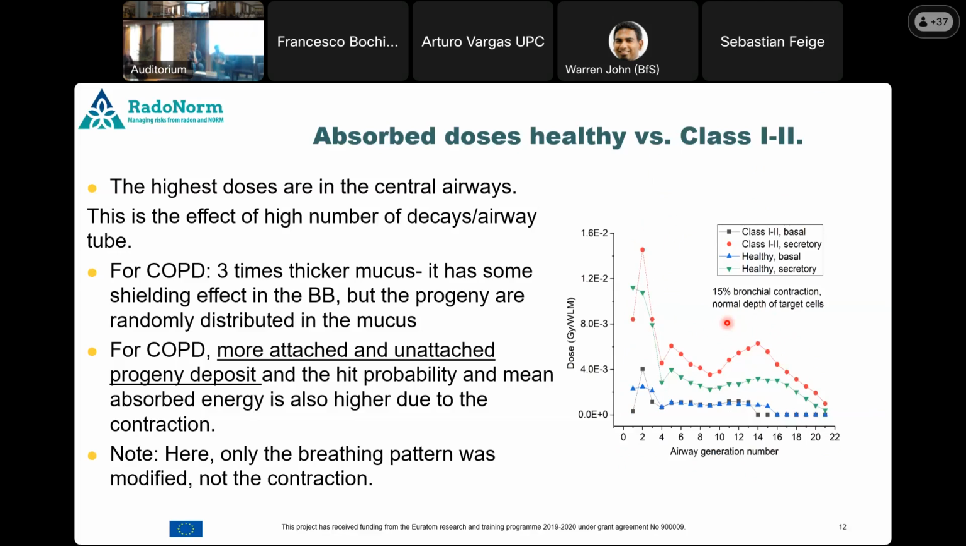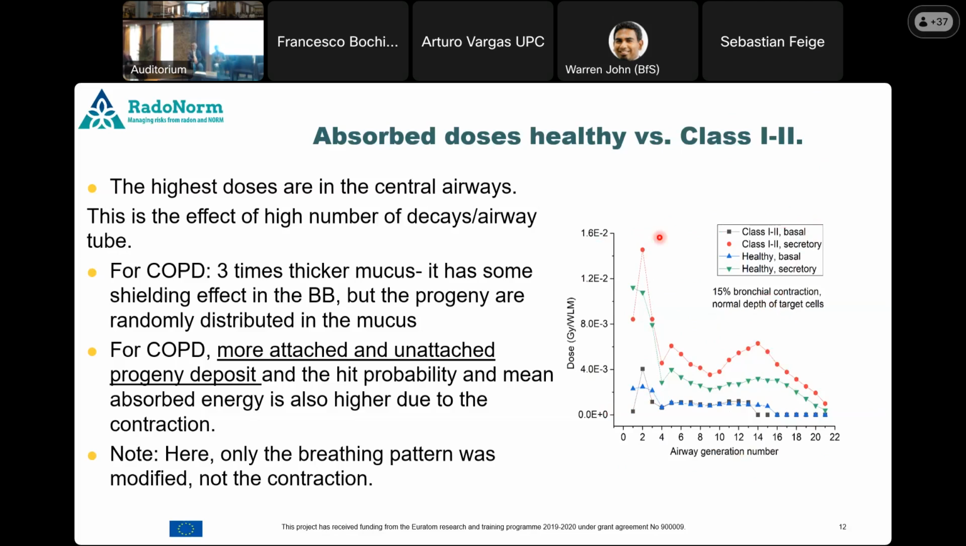Comparing the dose rates for a healthy man and for an asthmatic, a COPD patient, it's worth noticing that the dose rates are much higher even for class 1 to 2. So the contraction and the more deposited progeny have a very strong effect on the dosimetry.